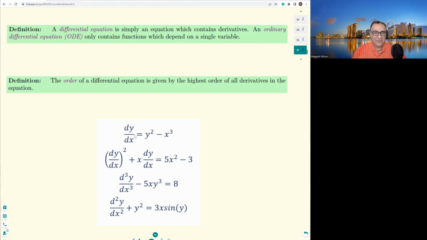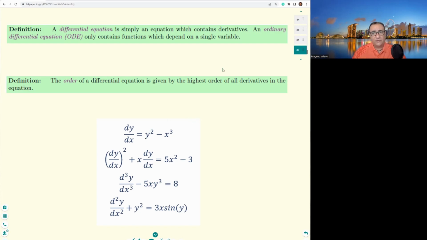And then if you see any sort of derivative, like dy by dx or f prime or y prime or y double prime or f double prime of x, the derivative, of course, we talk a lot about derivatives in differential calculus, right? So if you see any sort of derivative in an equation, it is simply a differential equation, okay?